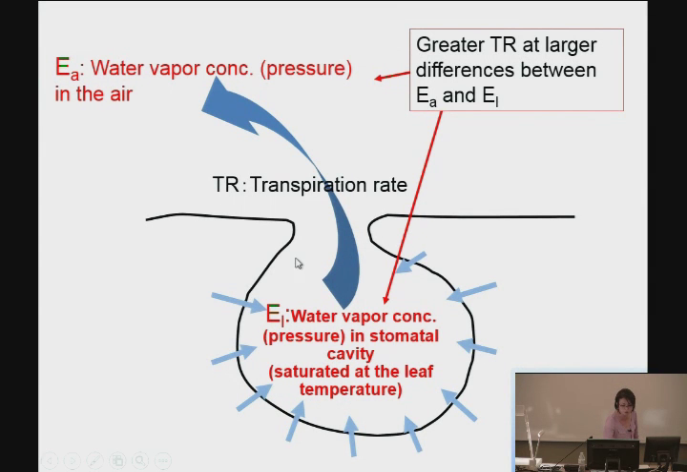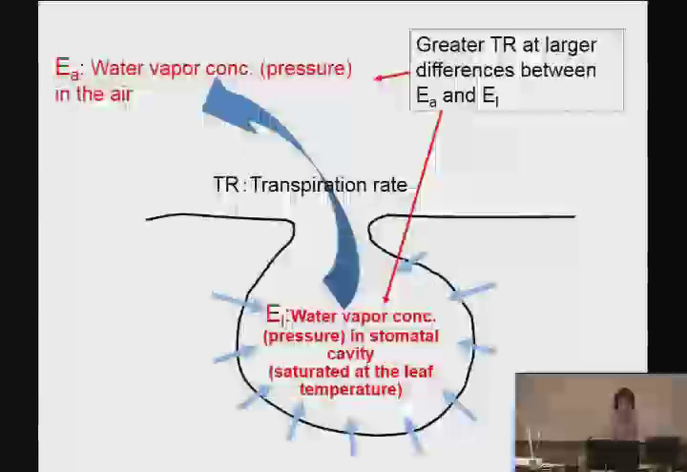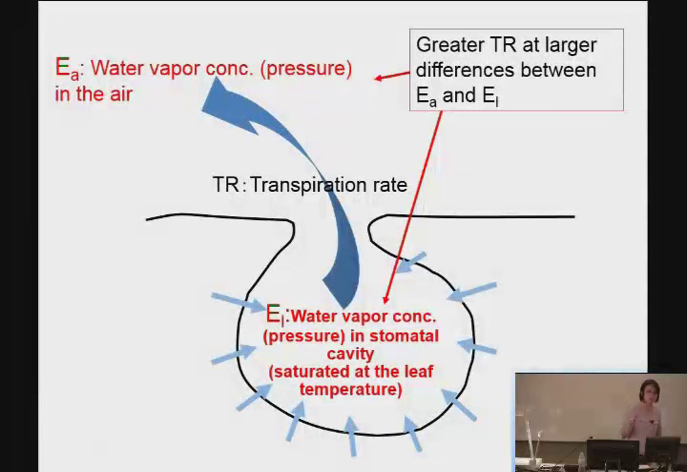But anyway, it's saturated here and non-saturated here, and the difference is the driving force of the transpiration rate, as long as the stomata are open. If the stomata are closed, then even though you have a huge driving force, transpiration wouldn't happen because it's closed. Or a very minimum, because from the cuticular surface you can get some transpiration going on. So there is minimum transpiration when stomata are completely closed.